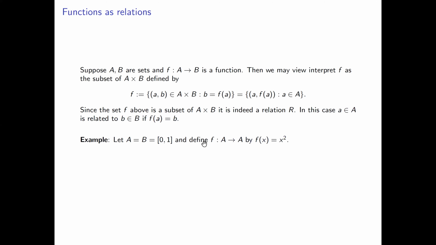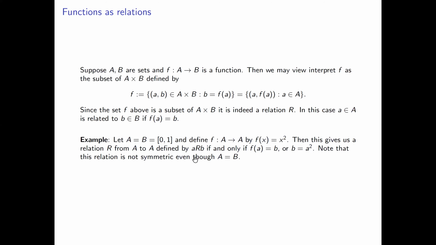And so maybe a quick example, let's suppose that A and B are both equal to the unit interval between 0 and 1, including the endpoints, and let my function f be f of x equals x squared. And so what is the relation here? Well, the relation is: a is related to b if and only if the function sends a to b, or b is equal to a squared. So a will be related to b if b equals a squared.